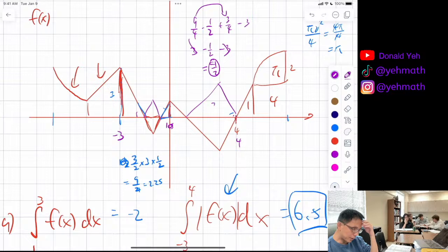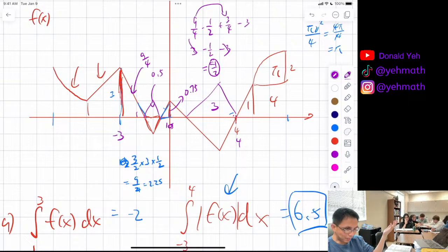So this one is going to be 3. And here is going to be 1.5. No, actually it's 0.75. And this one is 0.5. And this one's 9/4. If you add them all together, it should equal 6.5. And that's the way to think about it.